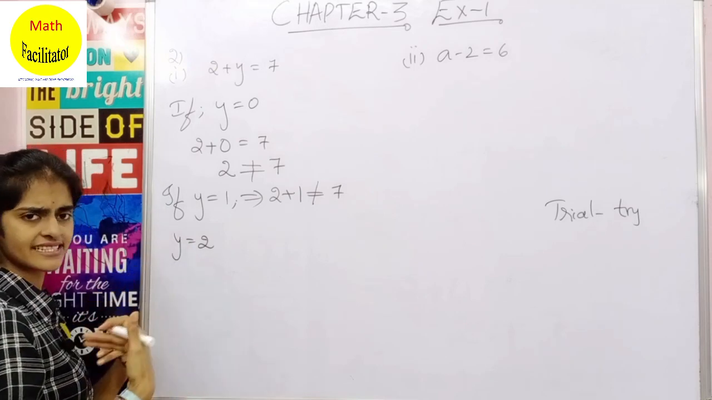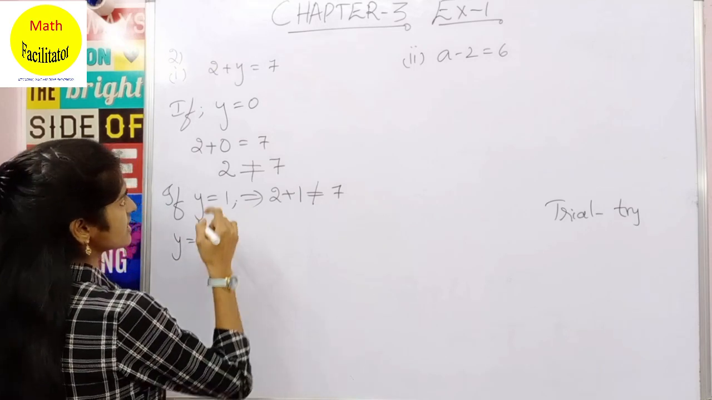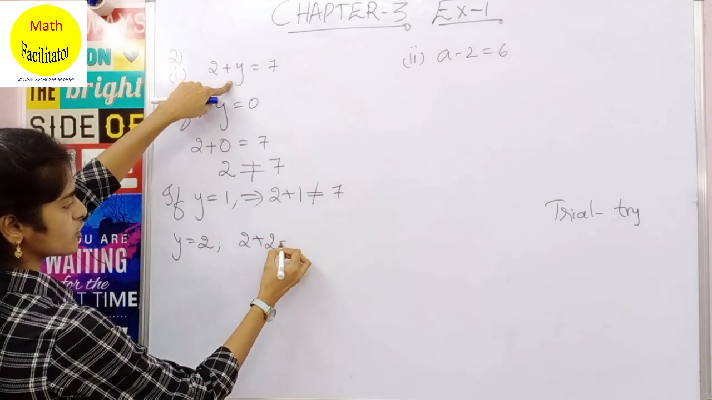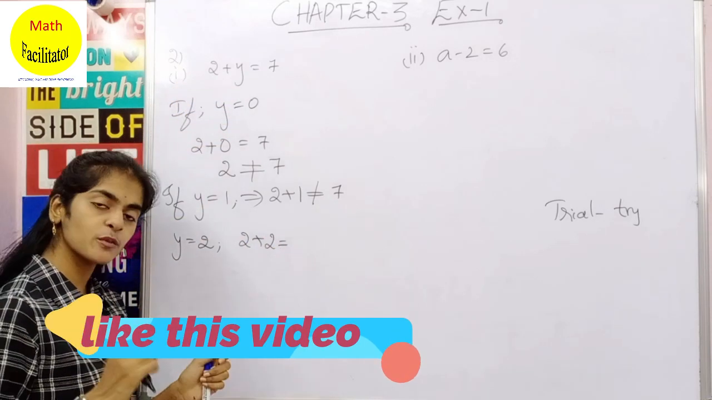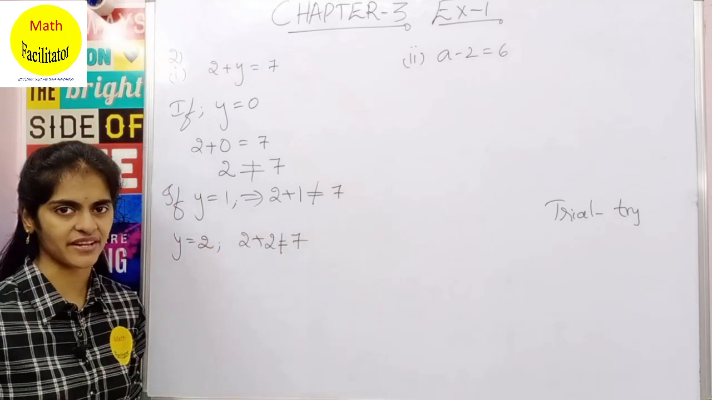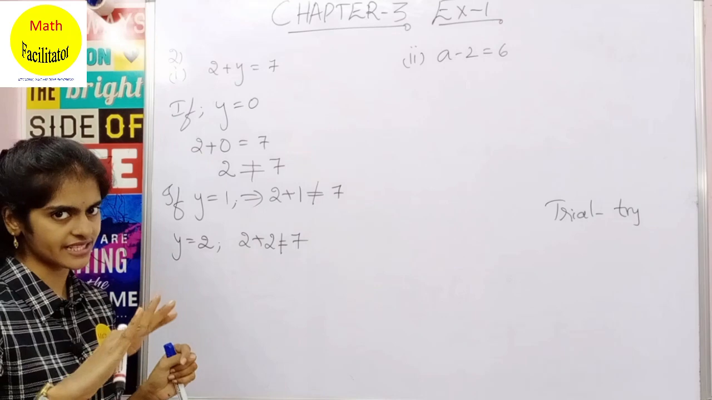I am just increasing the values. So what happens to this equation? 2 plus, in the place of y you will substitute 2. So 2 plus 2 is equal to how much? 2 plus 2 is 4, but 4 is not equal to 7. So this value also does not satisfy.